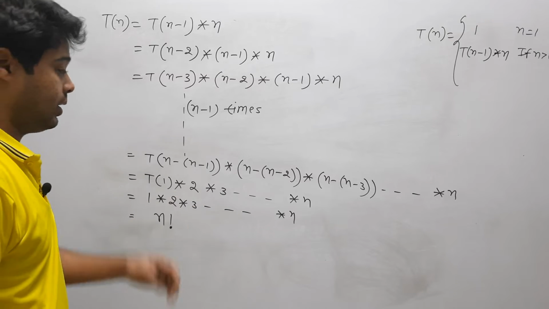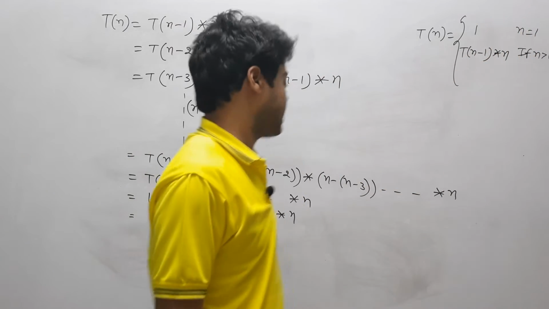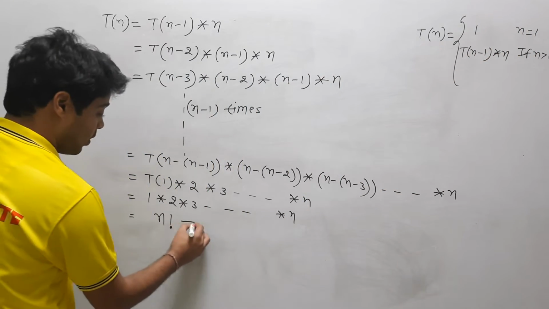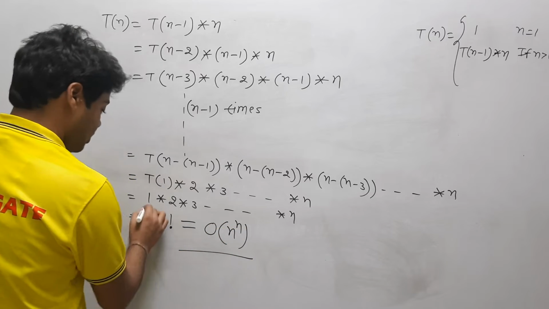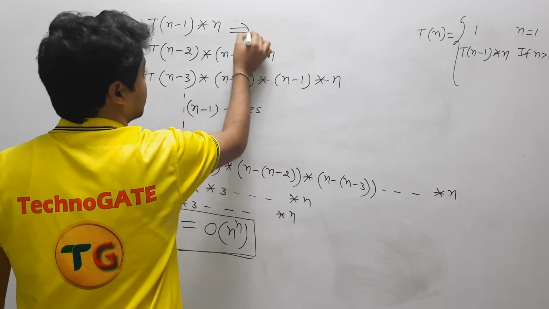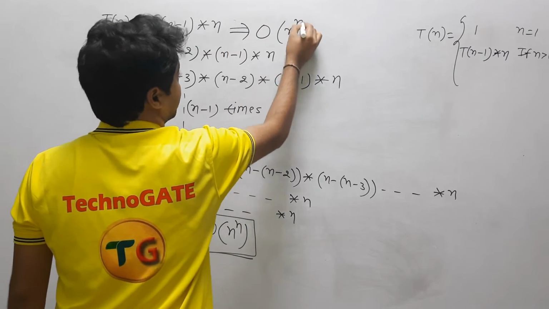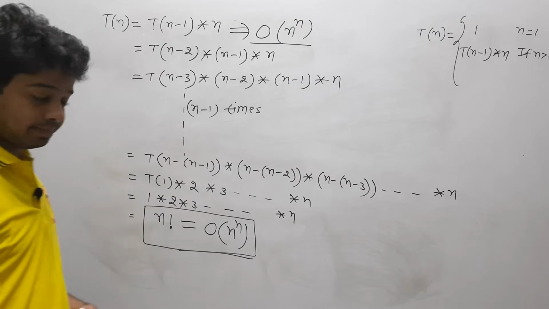1 into 2 into 3, because T of 1 is 1. So it's n factorial, and this is upper bound on order of n raised to power n. So what is the time complexity for this one? Order of n raised to power n.